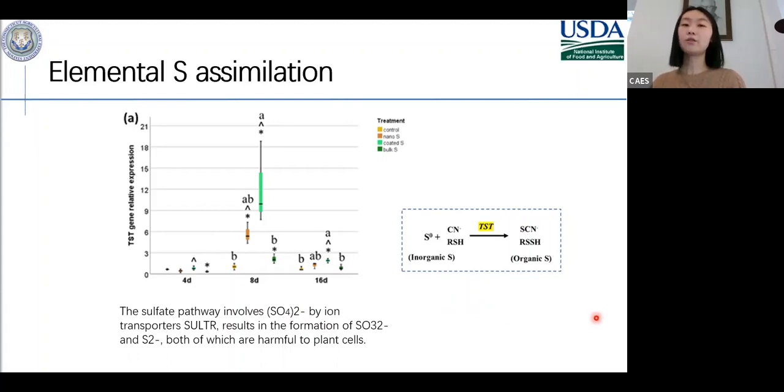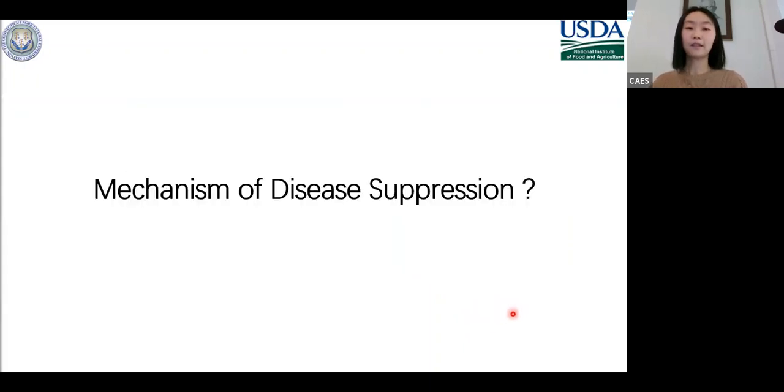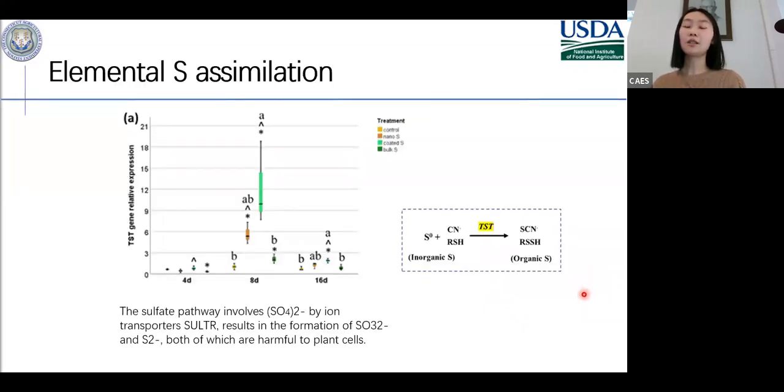So based on the two-photon microscopy and this gene expression study, we further confirm that the nano and coated nanosulfur are taken up by the plants directly without going through the traditional sulfate pathway. And they can be translocated from the root to the leaves at the nano size and remain in the sulfur zero chemical state. So right now we have solved the question of what happens after those nanosulfur materials are taken up into the plants.